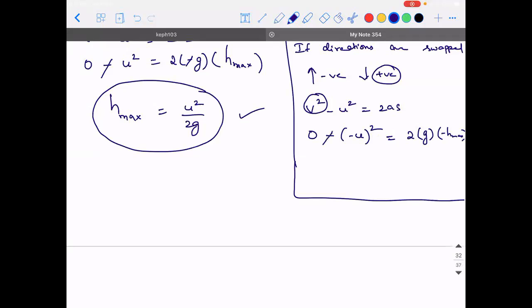Okay. So minus and this minus will get cancelled. Minus of u square is equal to 2g into H max. So H max will be u square divided by 2g. Yes, sir. Okay. It will be the same answer. That is the advantage of using vectors.